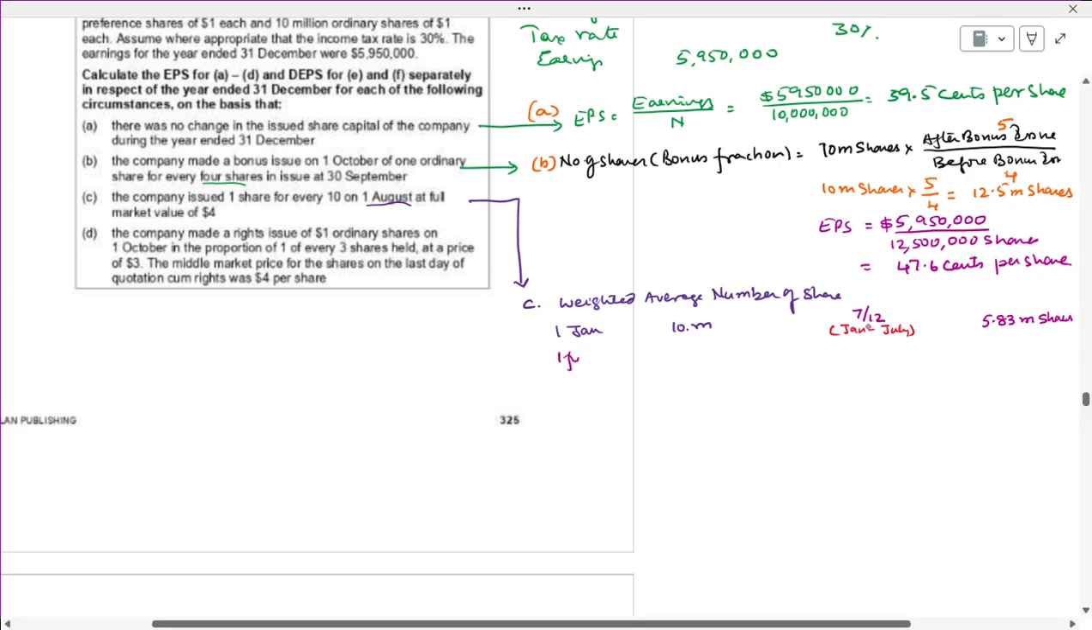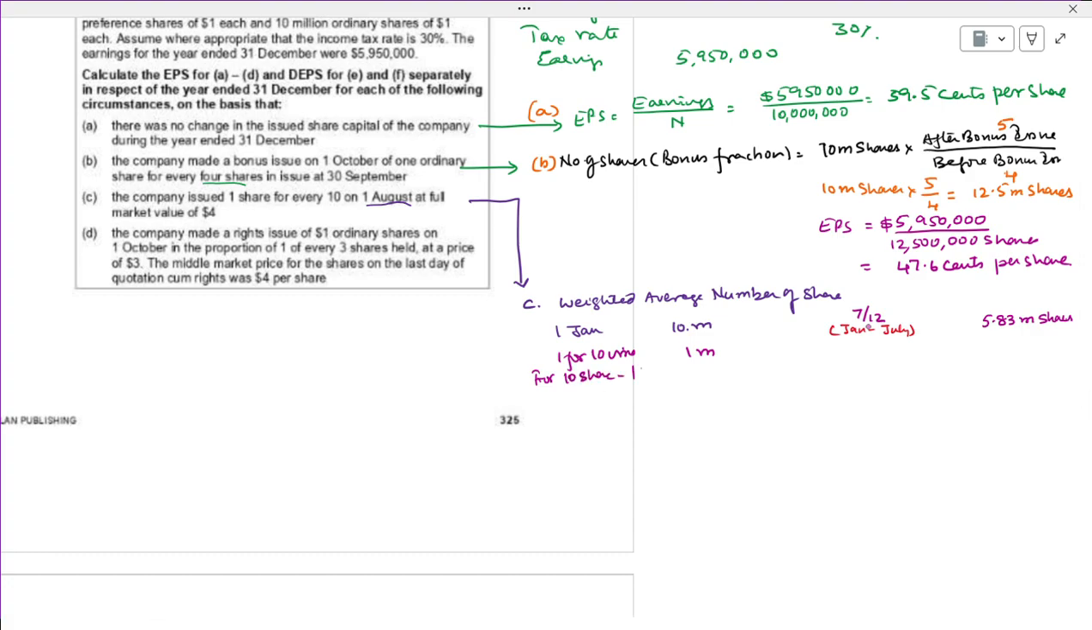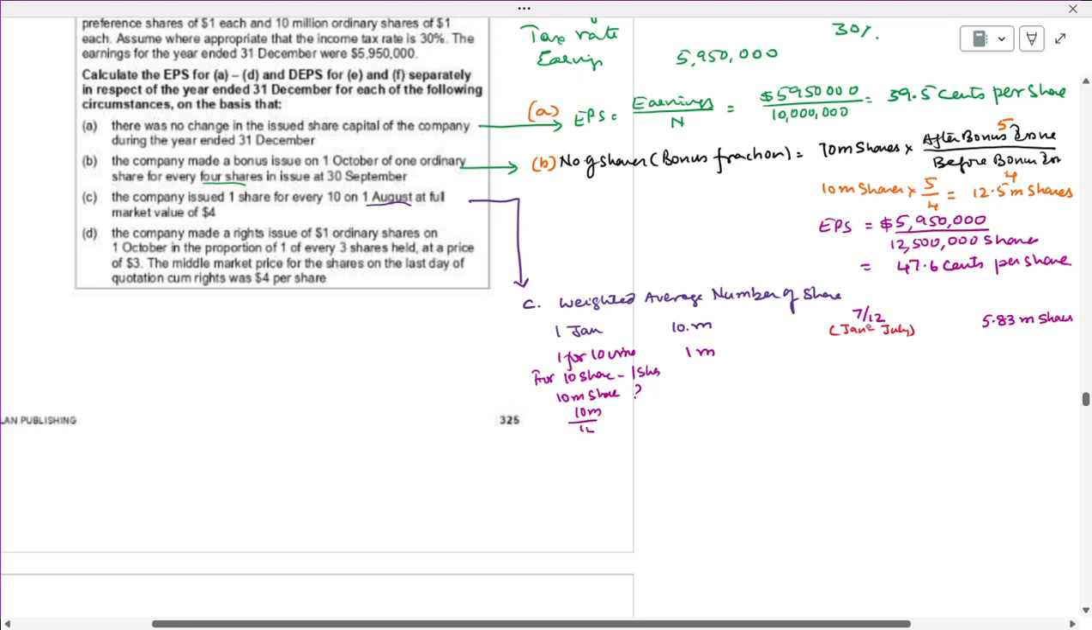One for 10 issue. Is it a 1 for 10 issue? Means how many will be there? How many shares are we going to issue? 1 million shares. Is it right? For 10 shares, 1 share. For 10 million shares, how much? 10 million divided by 10 into 1 comes to 1 million shares. Okay, 1 million shares.